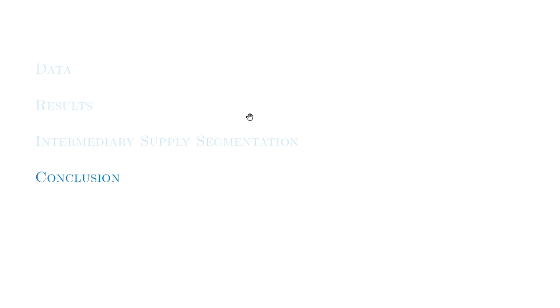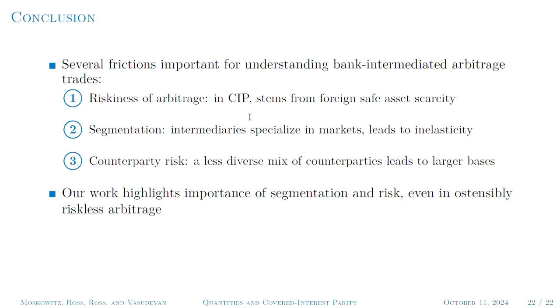So with that, I'll conclude. This paper is about several frictions that are important for understanding bank intermediated arbitrage trades. The first is the riskiness in the arbitrage. CIP is risky, so banks don't want to intermediate that trade to infinity. We think that that stems from foreign safe asset scarcity.